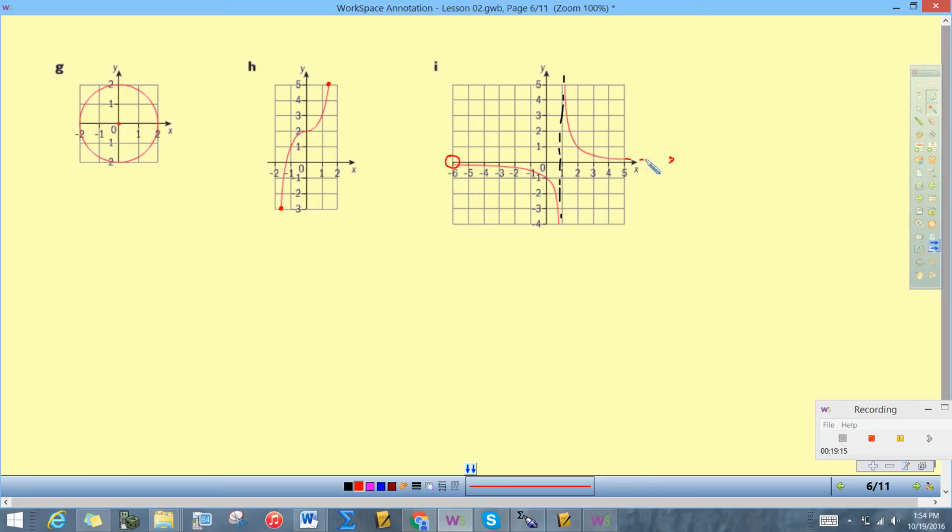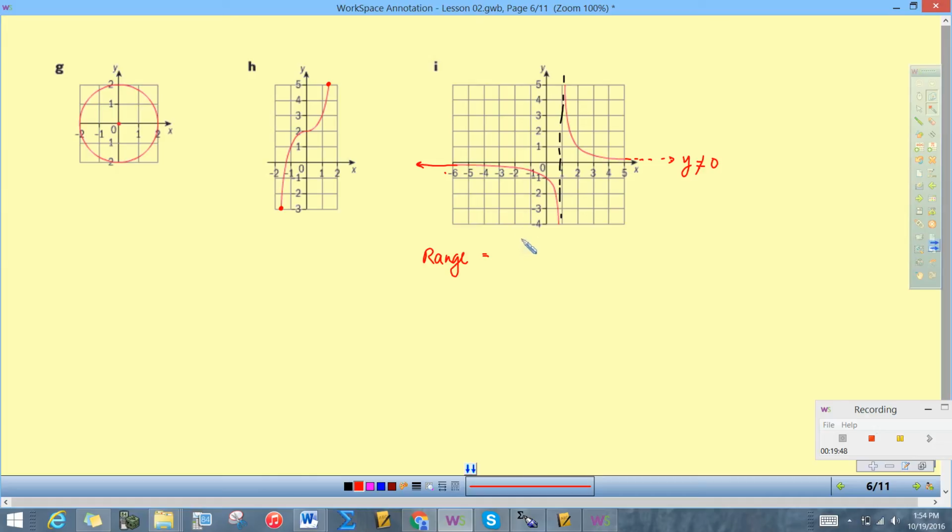So when I am looking at my range in this case, my values of y, it would appear that the values of y can be everything except one number. That would be the value of y equaling 0, because it never touches the 0 line. The graph never crosses over to the other side. It gets closer and closer to the axis but never touches it.